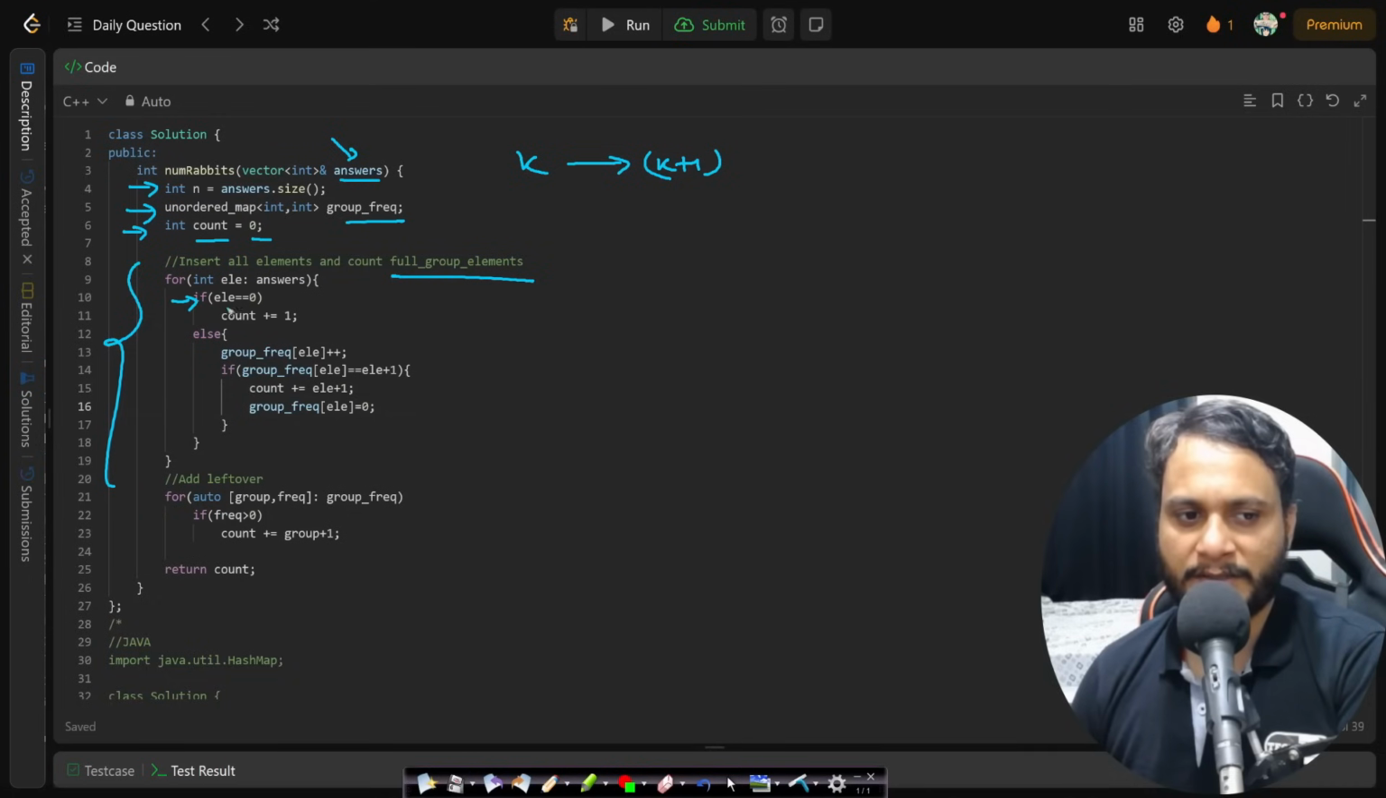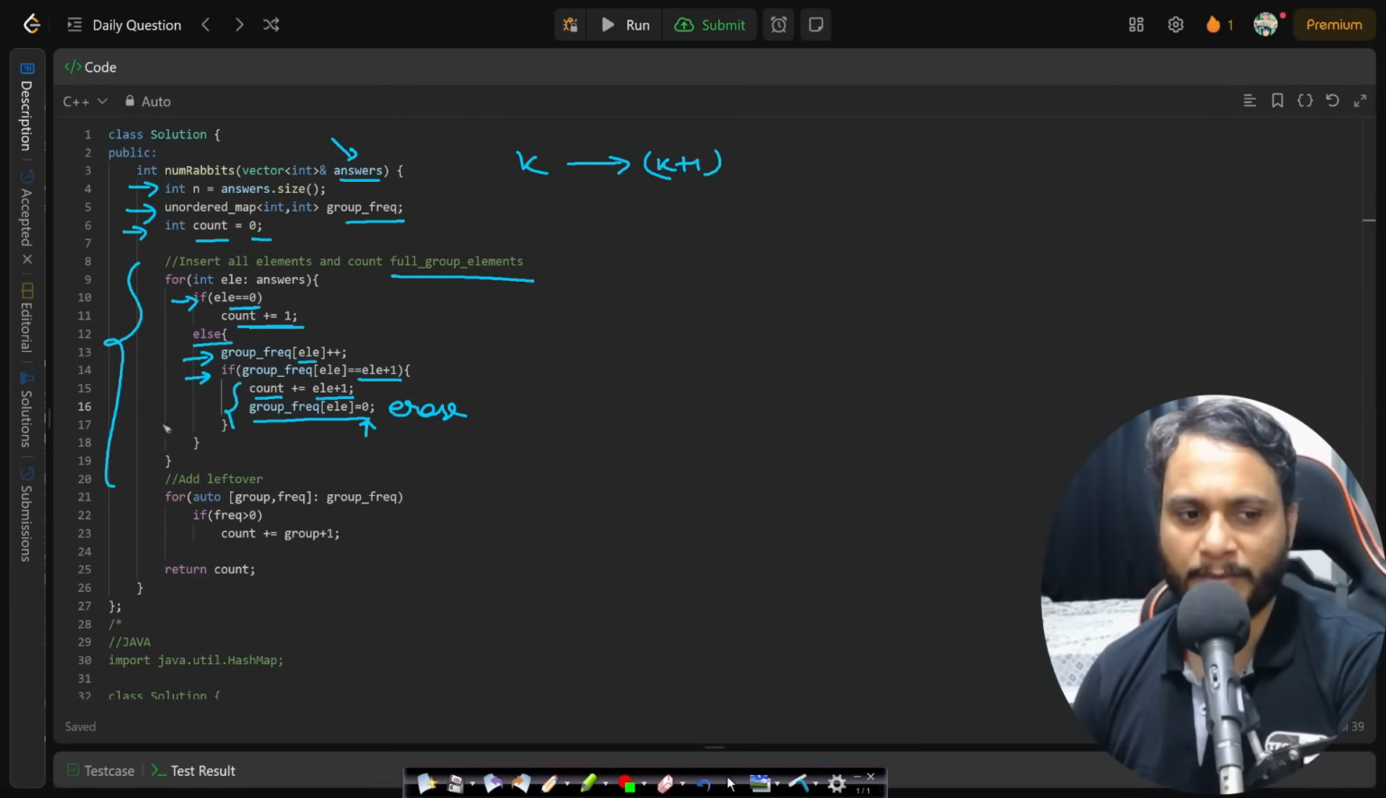So if the answer is 0, this means it is a unique element and you just add that rabbit count by 1. Okay, there is no other rabbit with the same color. Otherwise, we will increment the frequency for the given answer, and if the frequency reaches the key plus 1 value, then I will be adding to my counter the key plus 1, which is the answer plus 1 size as the group size, and I will be resetting the entire frequency to 0. You can also write here an erase function to remove the entire entry altogether, right?